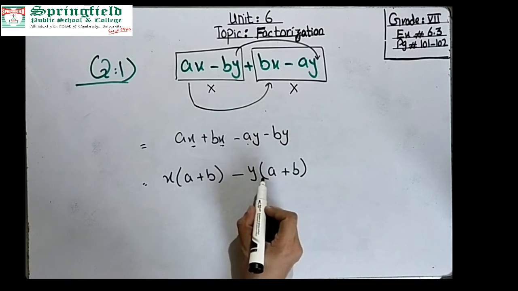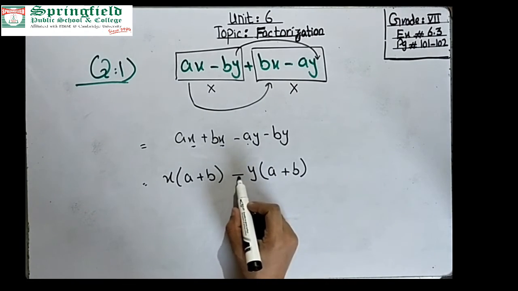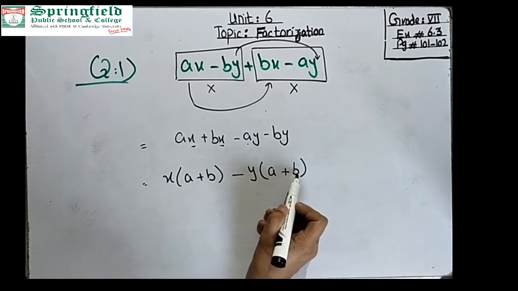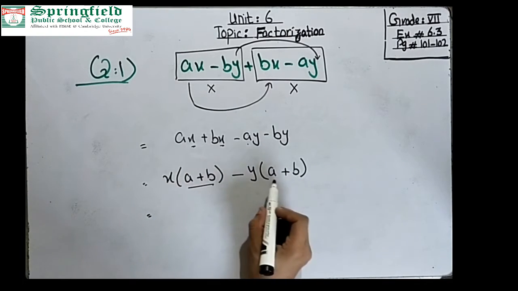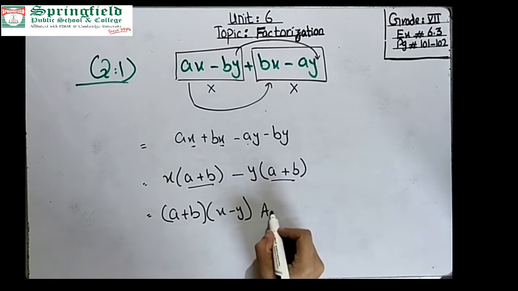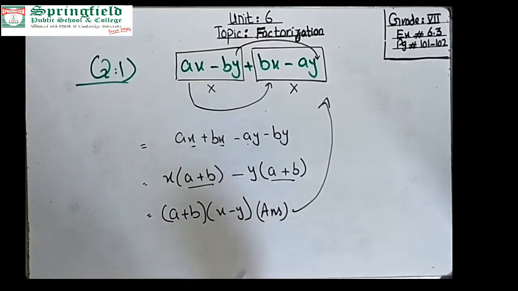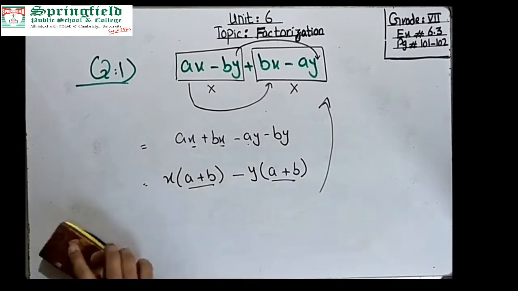We can check that when we open the bracket, y will multiply with a and it will become ay again, and then minus times plus gives minus, so by is obtained again. Okay, a plus b is common. These are the 2 factors of this polynomial expression. Understood, beta?